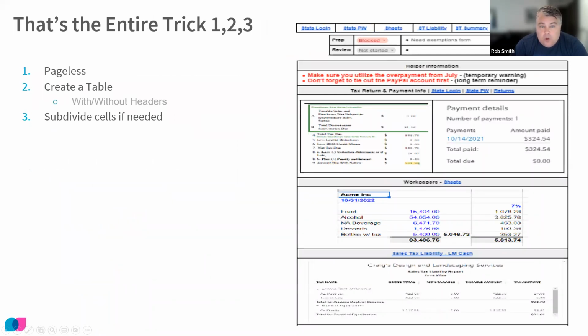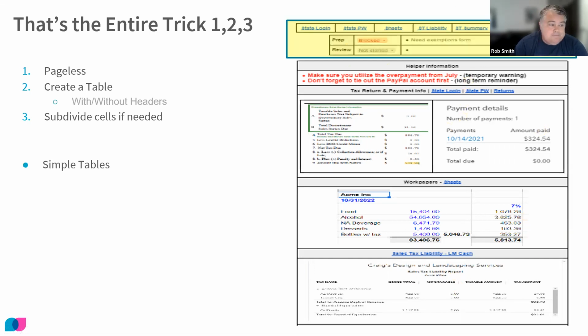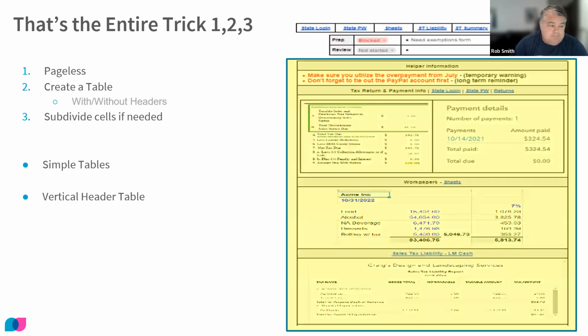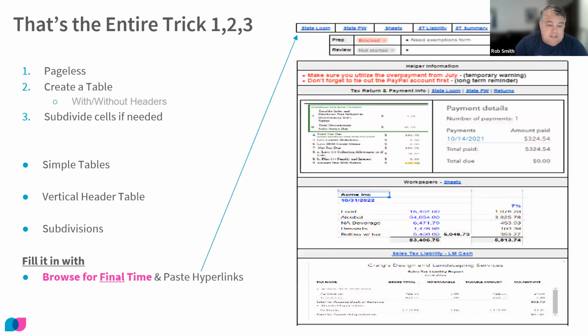This is a horizontal table with hyperlinks. This is a horizontal table, and this one right here didn't have headers because you can kind of tell what it is. These have headers. This is a vertical table with header, data, header, data, header, data. That's all it is. It's a simple table. Table. That's it. It's that simple.